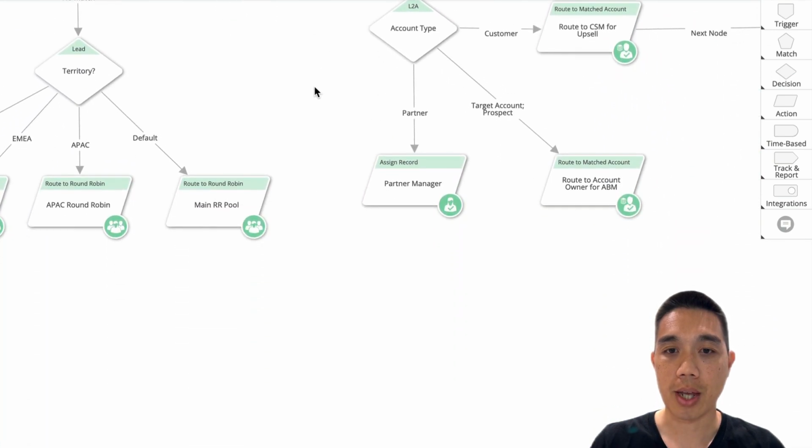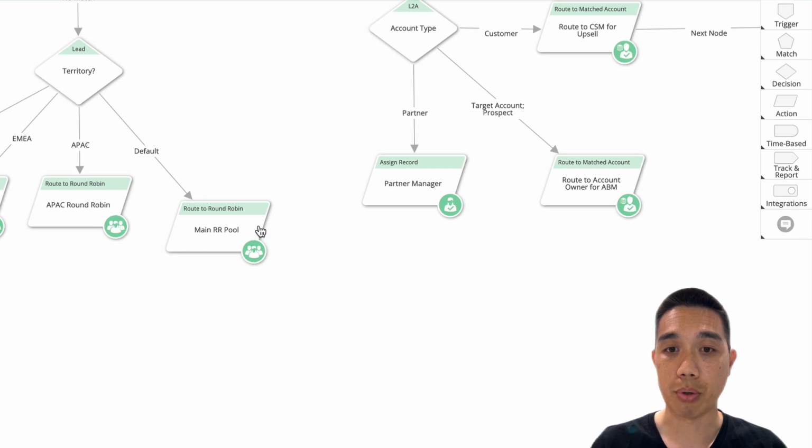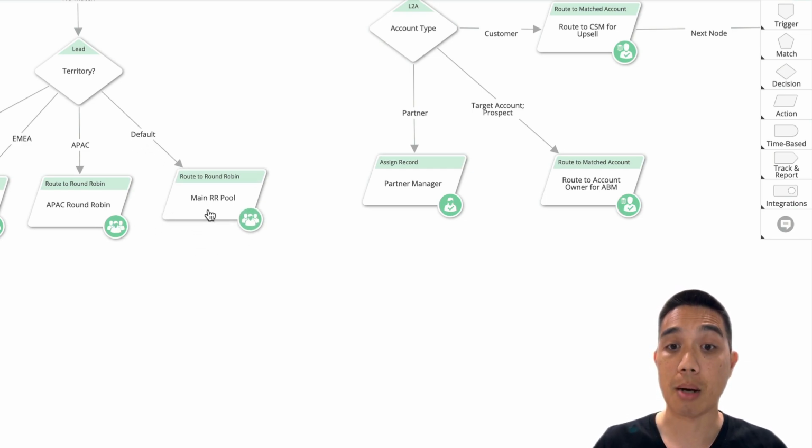So let's look at this. We have a node that assigns things to the main round robin pool down here. So 25% of the records that hit this pool will get assigned to that placeholder queue that we just created and added.